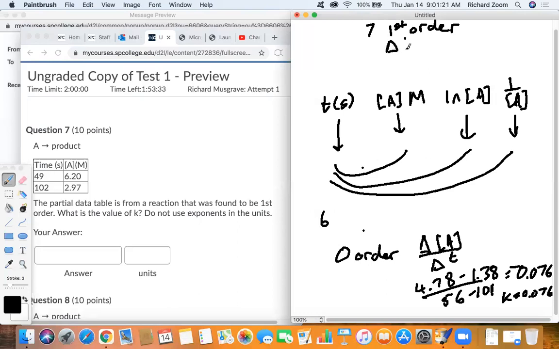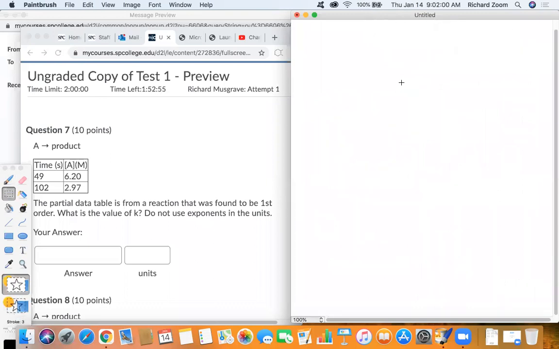So it'd be change in log of A over change in time. What you would do is log 6.20 minus log 2.97 over 49 minus 102. And that'll give you a value. Don't worry about calculating that, I think you've got the idea. Does anybody have any questions about number 7? All right, let's look at number 8.